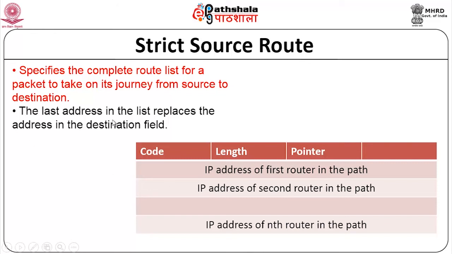Okay. So the last address in the list will replace the address in the destination field. That is to indicate that it is finally reaching the destination. So you will have a complete list here of all the routers that it has to visit before it reaches the destination. Okay, the complete path is specified.